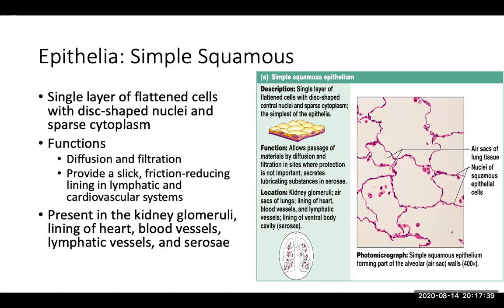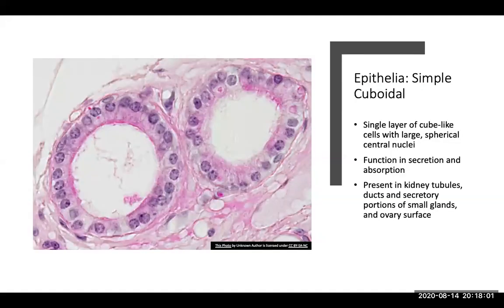Simple squamous epithelium is one layer of flattened cells. An example of where simple squamous is located is in the air sacs of lung tissue to allow for rapid gas exchange between oxygen and carbon dioxide. Other locations are in your kidney glomeruli, lining of the heart, blood vessels, and lymphatic vessels. Simple cuboidal is a single layer of cube-like shaped cells. They're found in kidney tubules.